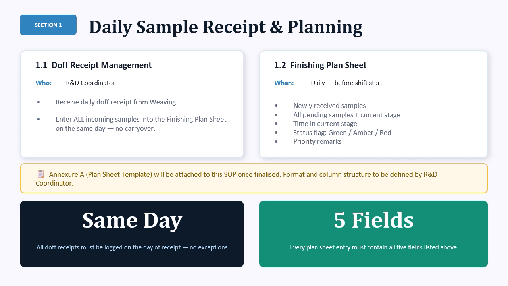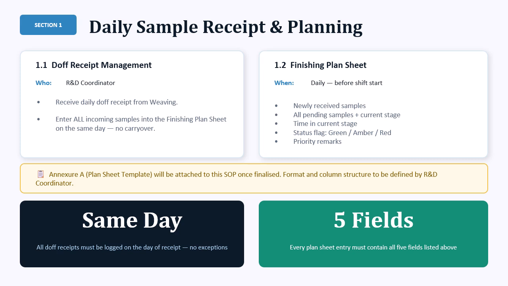Section 1 covers how samples enter the system each day. When weaving completes a DOF, they issue a DOF receipt. The R&D coordinator receives this and immediately enters every sample into the finishing plan sheet. Same day, no carryover to tomorrow. The plan sheet is then consolidated and emailed to all finishing and R&D personnel before the shift starts.